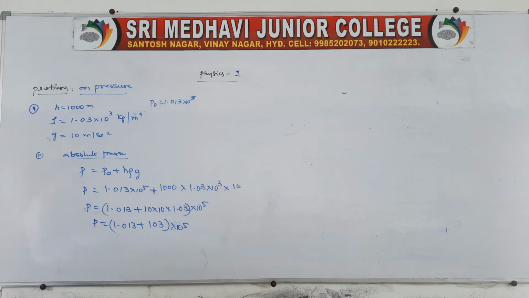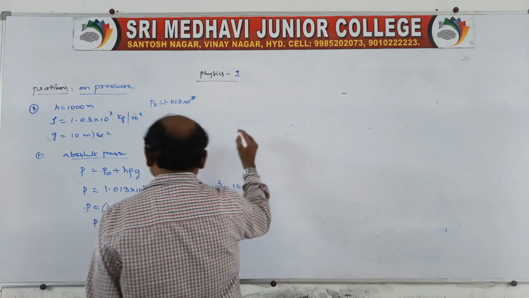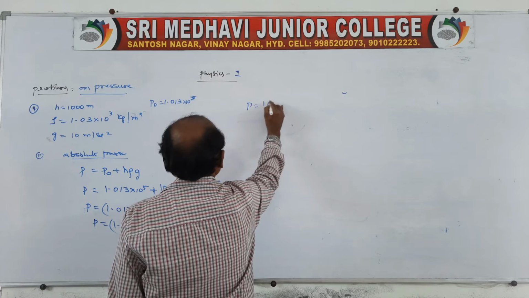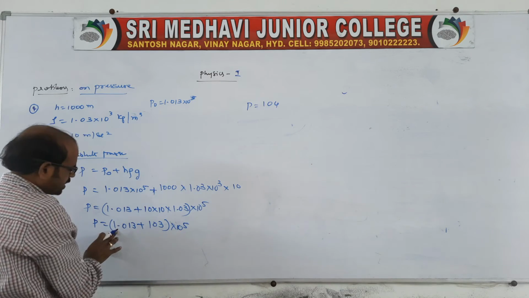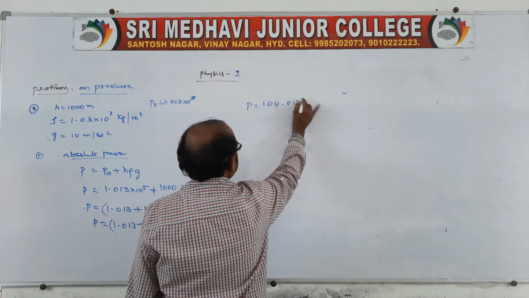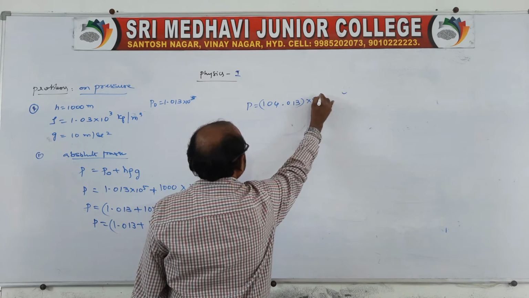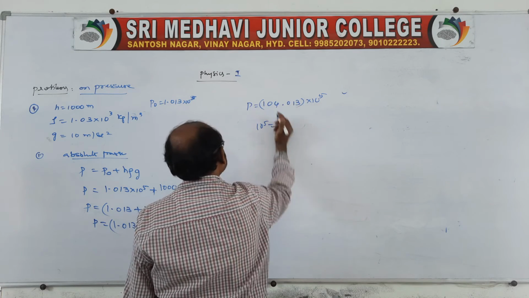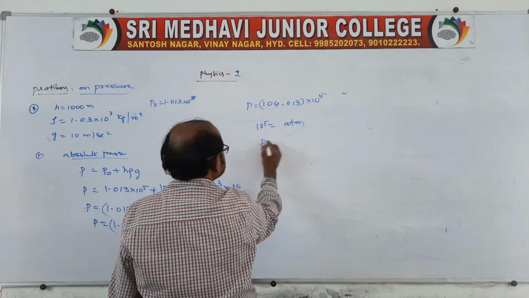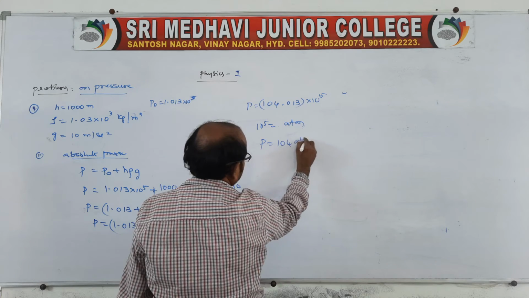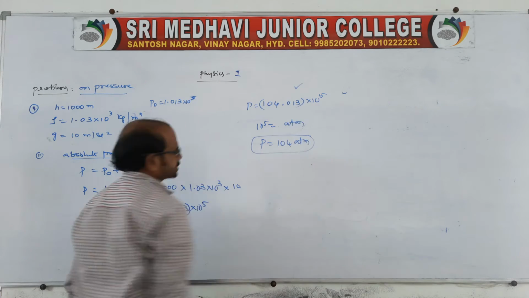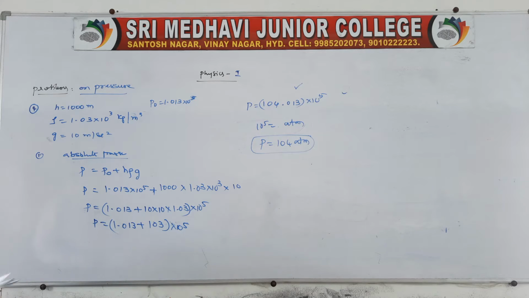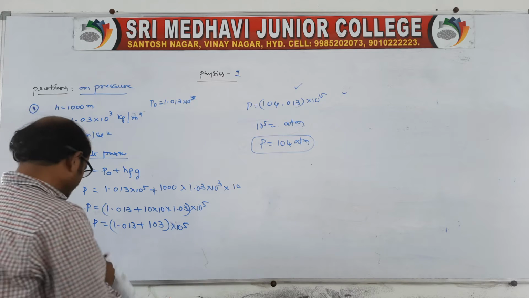If you add this, approximately we get P equal to 104, because 103 is to be added, 0.013 into 10 power 5. That 10 power 5 is nothing but atm. So we can say the pressure is equal to 104 atm, or you can leave it also, nothing will be wrong. So this is the first one, right? And go for the second.